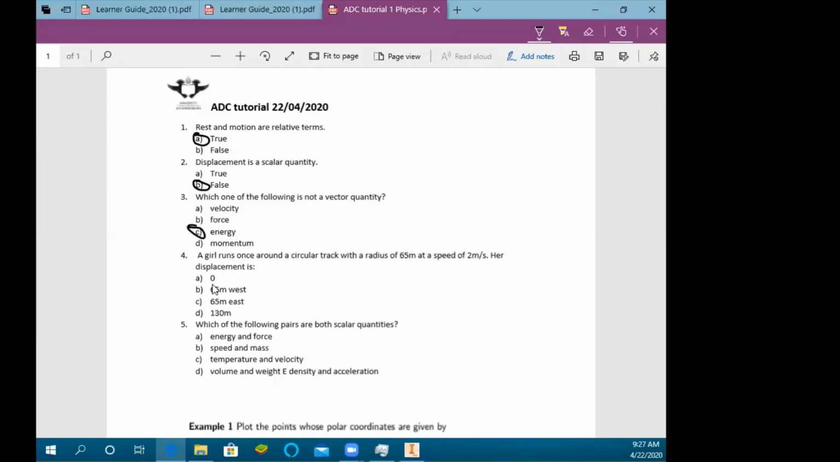Let's look at question number 4. A game runs once around a circular track of radius 65 meters at a speed of 2 meters per second. The displacement is? What is the displacement? Zero, exactly. The value is just there to confuse you.